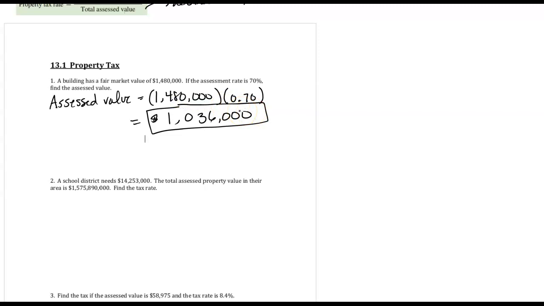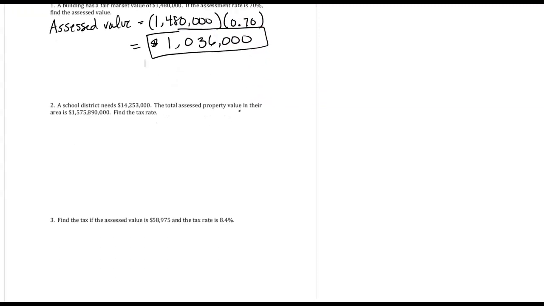In question 2, a school district needs $14,250,000 to run the school. The total assessed property value in that area, now we're going to talk about hundreds, thousands, millions, trillions.